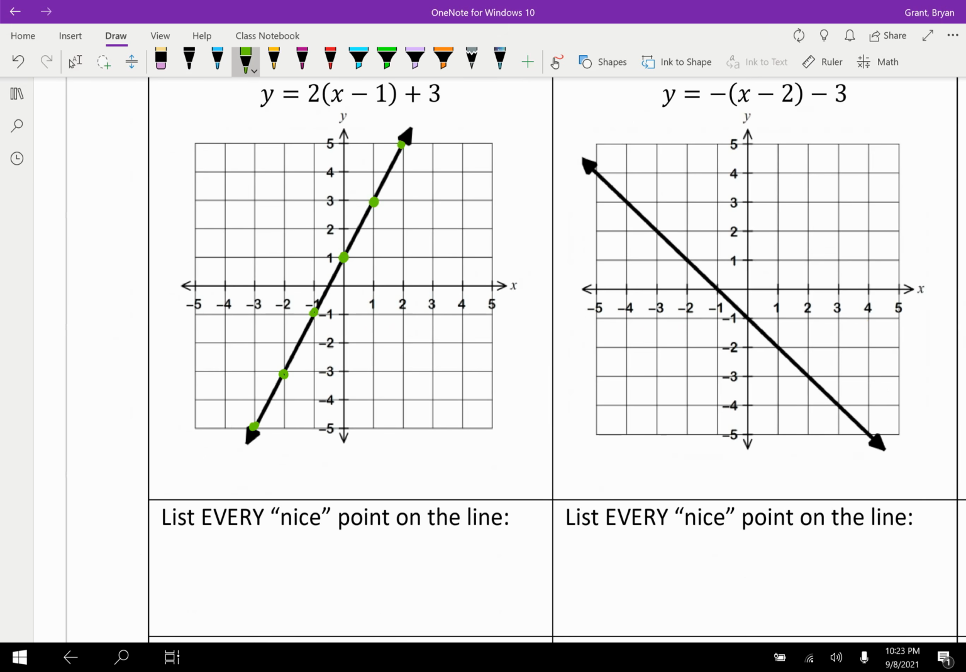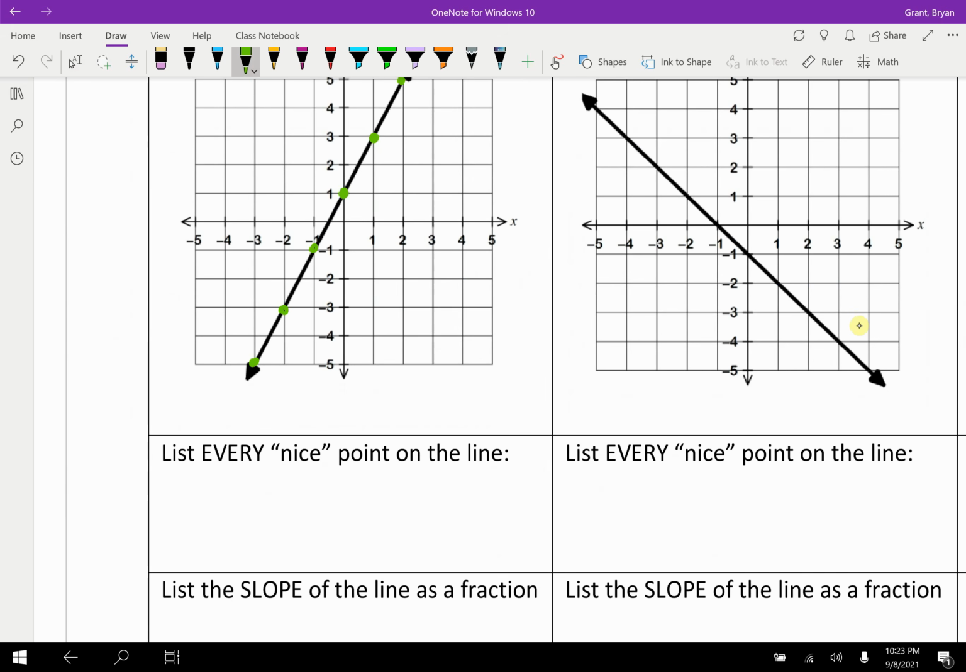We are actually going to list them here. So this one has 6 nice points. I'm literally going to list all of them. So this first one is -3, -5, and then we have -2, -3. And so on and so forth. So I'm going to list all 6 of those.